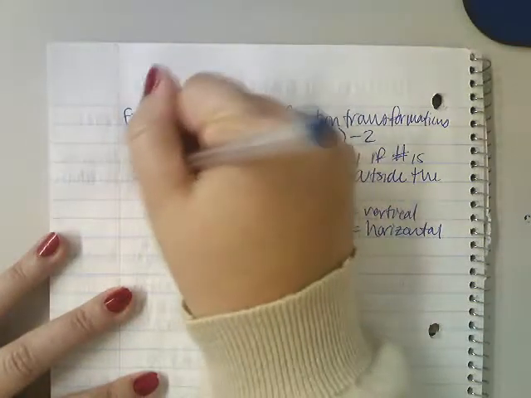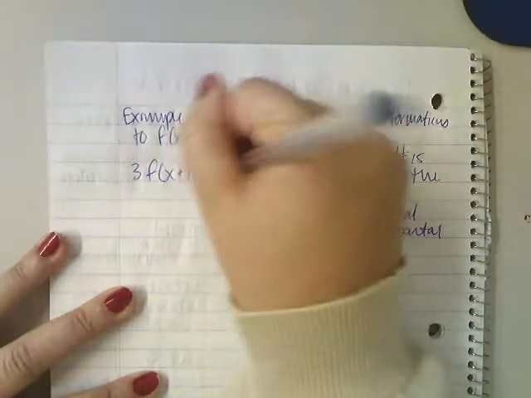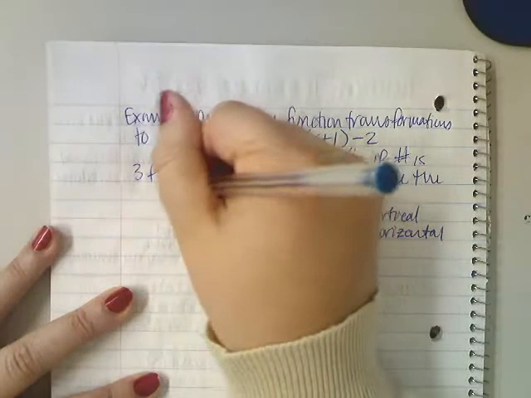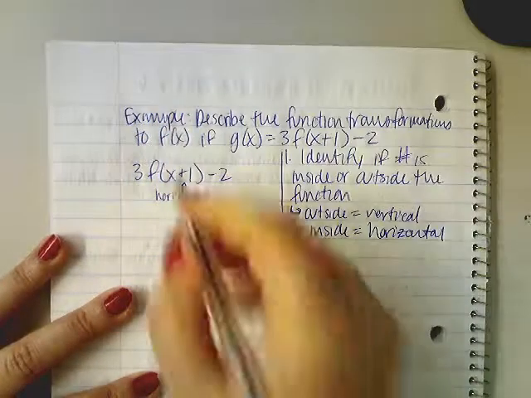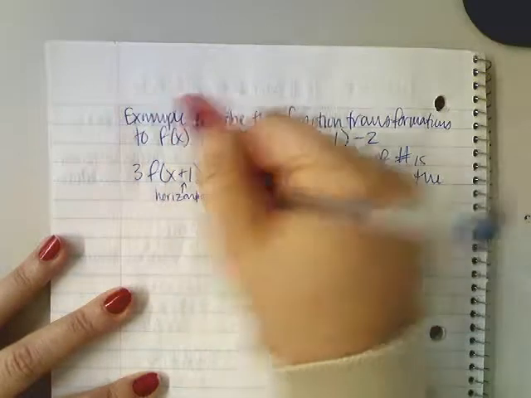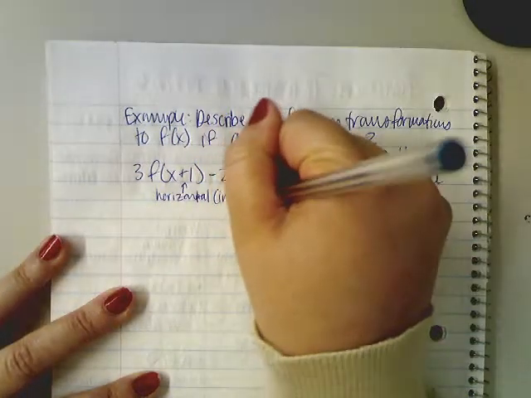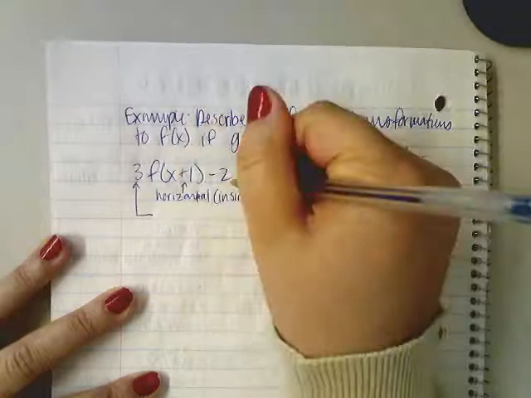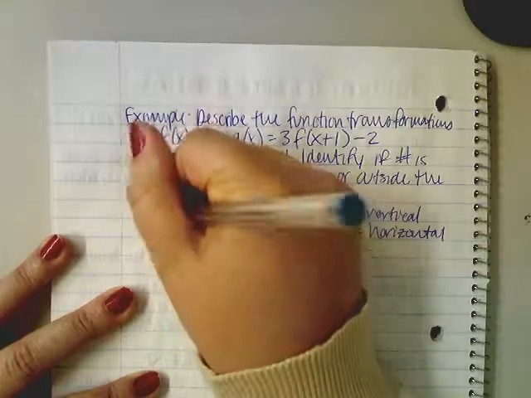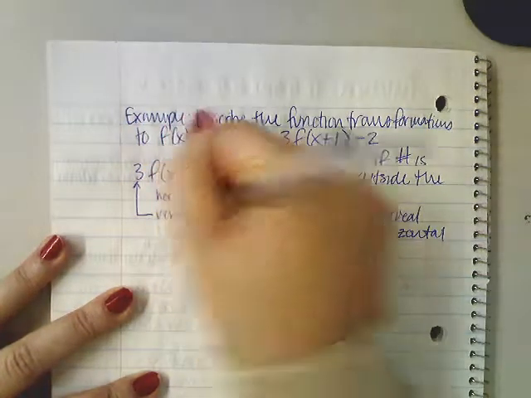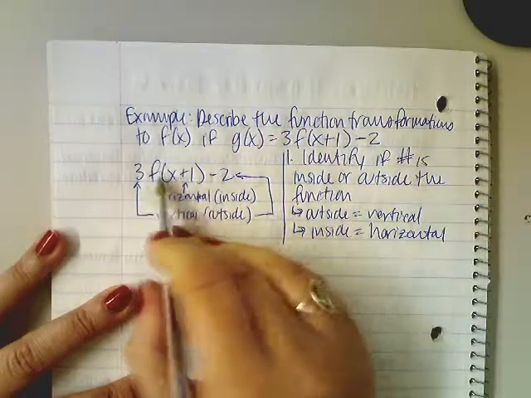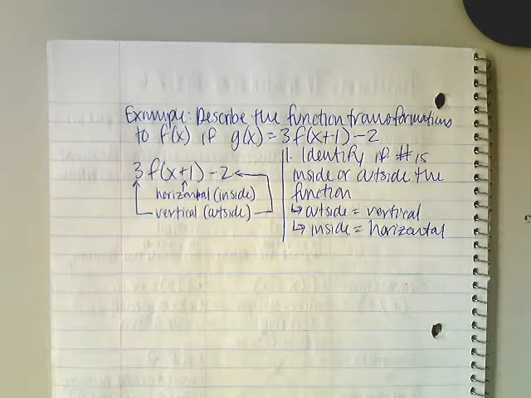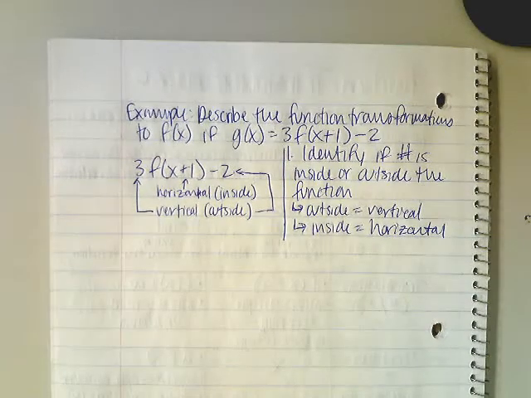So if I rewrite my transformed function right here, I know that this one inside is going to be horizontal because it is inside, and then I'll put that in parentheses. These two are vertical because they are outside the function. So when I say outside, I mean outside the f of x. So since those two are outside, they're vertical, inside is horizontal.